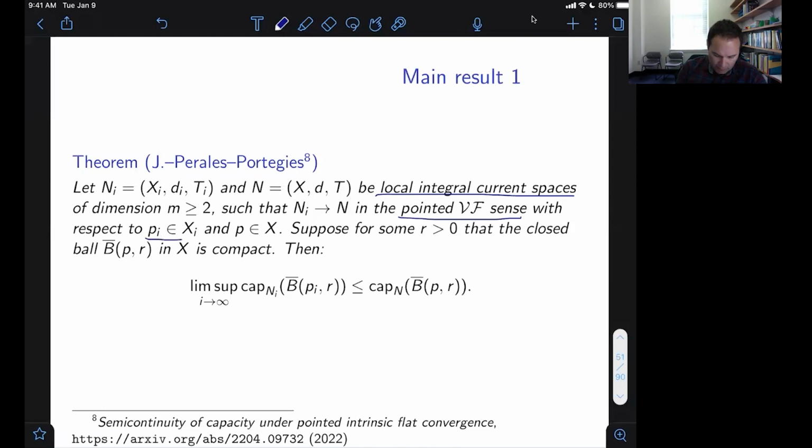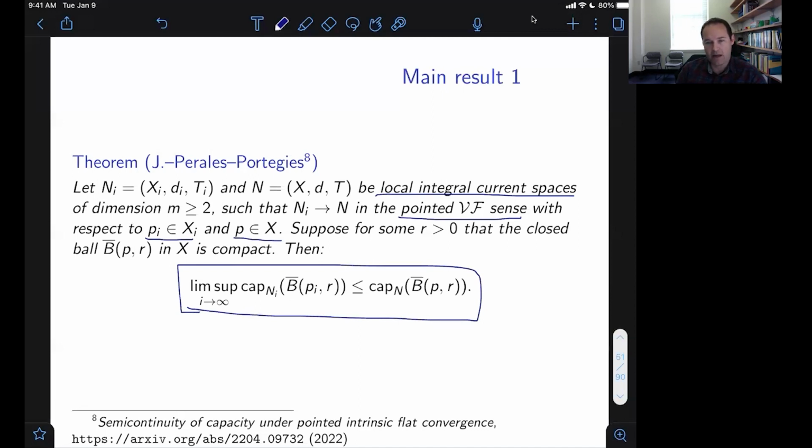We have points p_i in the spaces, and notice the p here is in X, not the completion of X, so we actually do have a point in the limit space that this is converging to. We need the ball to be compact in the limit space. If you have that, then you get the same upper semi-continuity of the capacity. Okay, so the capacity can jump up when you pass to the limit, but it cannot jump down.